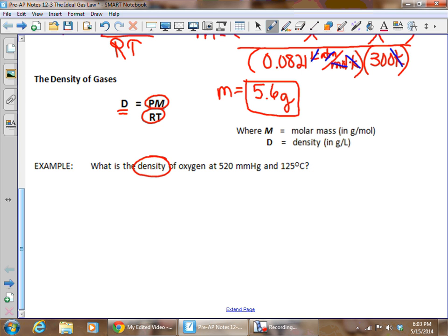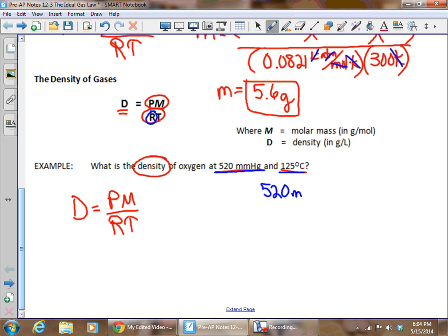So as soon as it asks me for the density of a gas and it gives me values for pressure and temperature, I know I'm using this equation, D equals PM over RT. Since I'm actually solving for density, I don't need to rearrange this equation, but it's still an R-driven equation. As soon as we see that we're dealing with R, liter atmospheres per mole kelvin, I know that this 520 millimeters of mercury is not going to work, and neither is the 125 degrees Celsius. So let's do a side calculation on the millimeters of mercury.